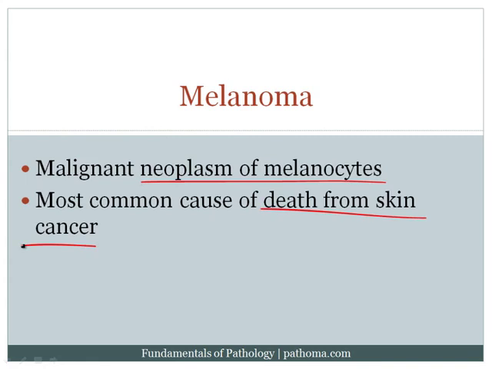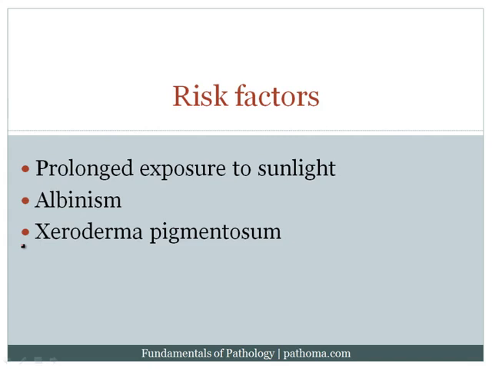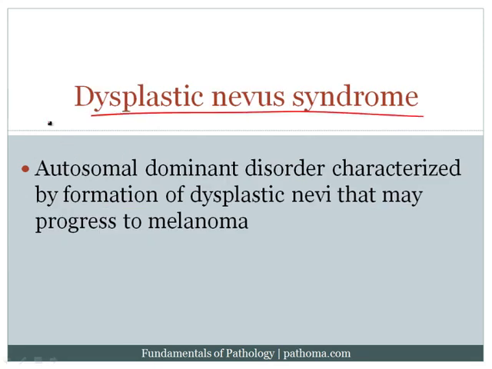Now remember that your key skin cancers are basal cell carcinoma, squamous cell carcinoma, and melanoma. And of course, basal cell carcinoma and squamous cell carcinoma have an excellent prognosis, and so your most common cause of death from skin cancer will be melanoma. The risk factors are all based on exposure to UVB-induced DNA damage. So the more you see sun, the more you're going to see UVB light. If you have albinism, you won't be protected against UVB light. And if you have xeroderma pigmentosum, you won't have the enzymes necessary to repair the DNA damage that occurs due to UVB light. An additional risk factor is called dysplastic nevus syndrome.